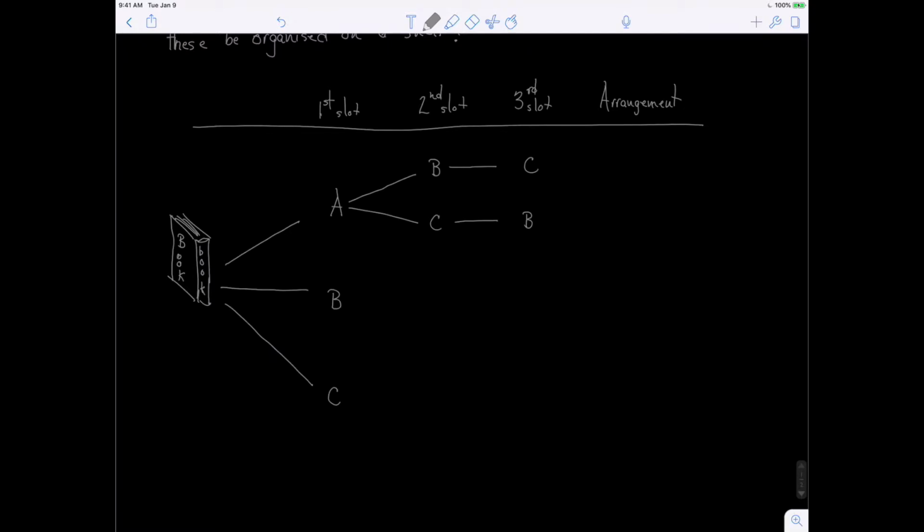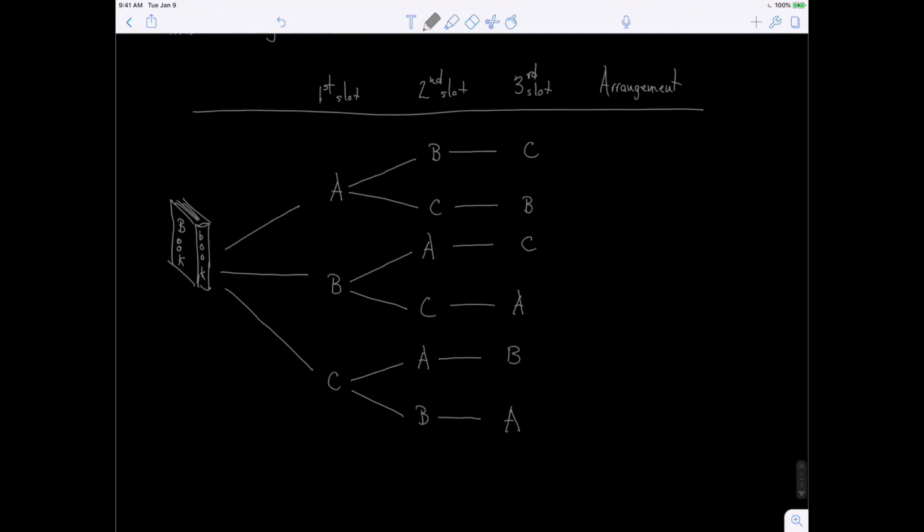So suppose that we first put book B in. Well, now in the second slot, we can either put A or we could put C. And then if we put A in, only C can go in the last position. If we went B, then C, then the last one has to be A. Or suppose we put C as the first slot. Well, we can either put in A or we can put in B. If we used A in the next spot, B goes in the third slot. If we put B in the second slot, then A goes in the third slot. And that's the tree.